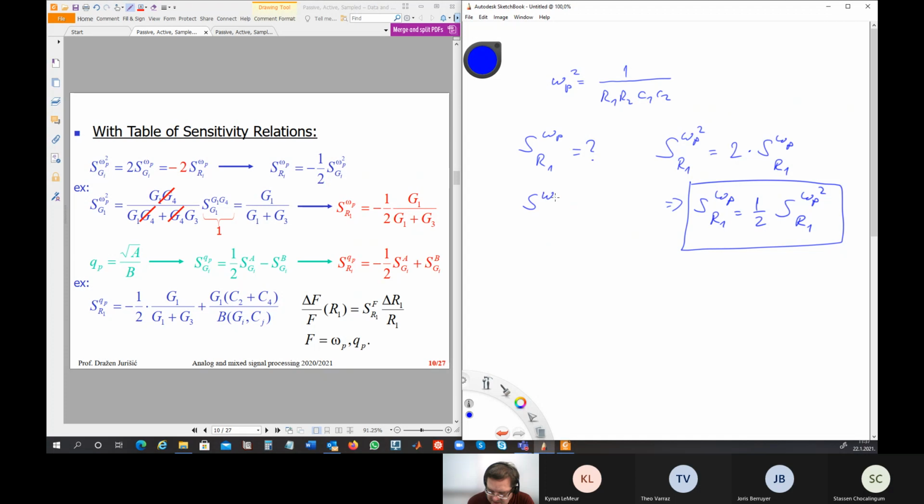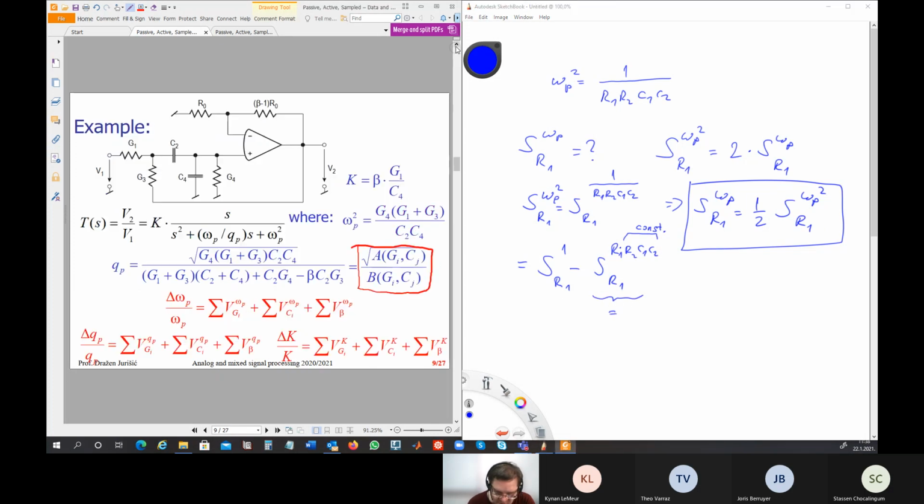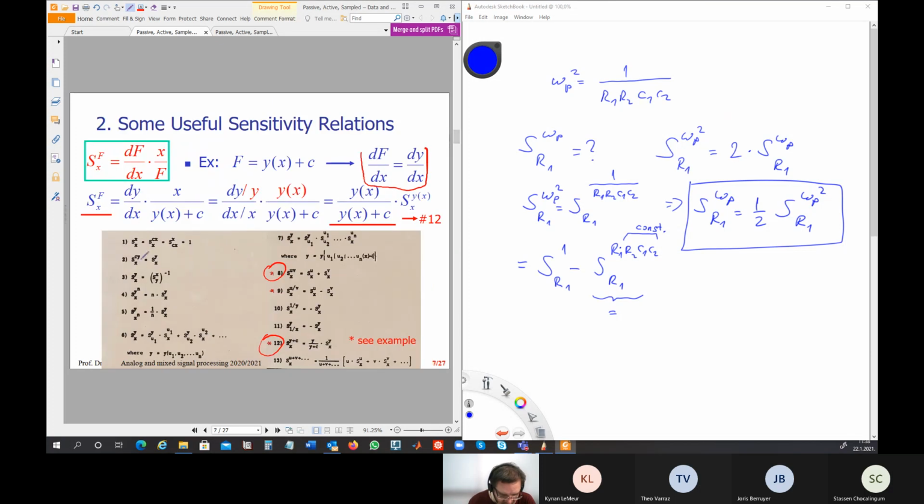What is S omega p square to R1? This is S of 1 over R1, R2, C1, C2 to R1. This is also S of 1 to R1 minus S of R1, R2, C1, C2 to R1. This can be regarded as a constant, which multiplies R1. So this here will be equal to, according to the rule, constant times epsilon is epsilon. So this is S to R1, and this is equal to 1. And here there is no R1 inside, so this is equal to 0. So our result is equal to -1.